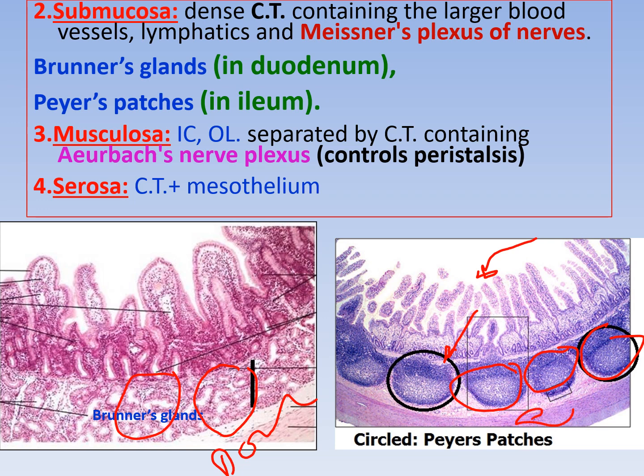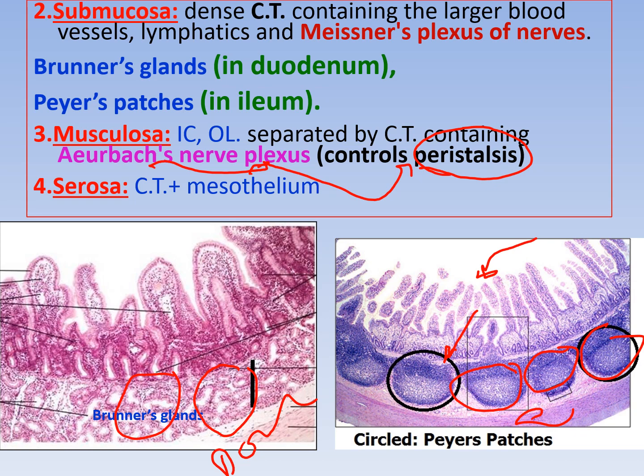What about the musculosa or muscularis externa? It is the main muscle layer, which is formed of inner circular and outer longitudinal layers, embedded in connective tissue containing a mesenteric nerve plexus, which is called Auerbach plexus. Here, the function of muscle is very evident. We are calling it peristalsis. This Auerbach plexus, embedded in between the inner circular and the outer longitudinal, will control this peristaltic movement.